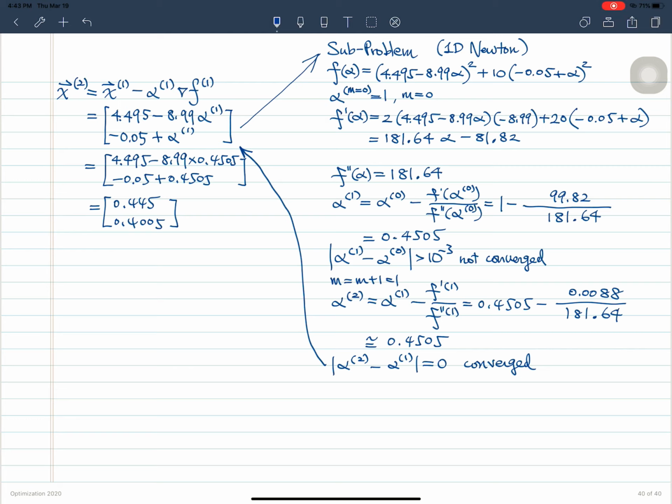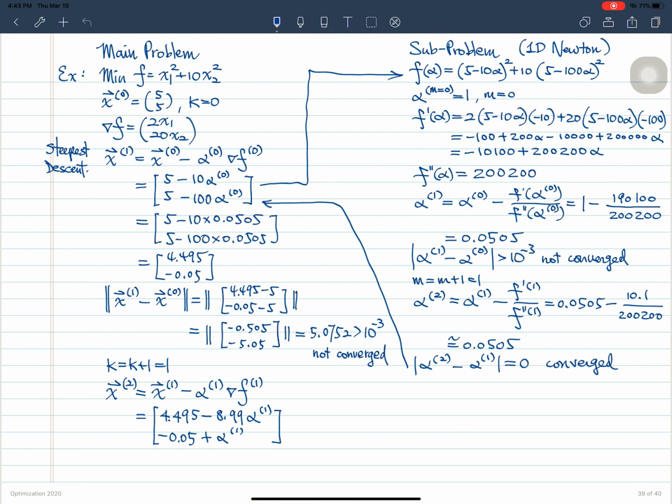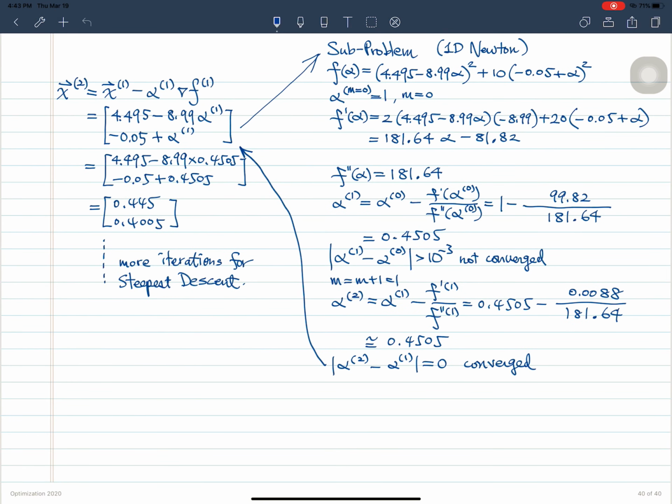So this probably will take several more iterations until it converges, right? So more iterations for steepest descent. But if we actually use conjugate gradient for the second iteration, what will happen? So we stop the steepest descent here.